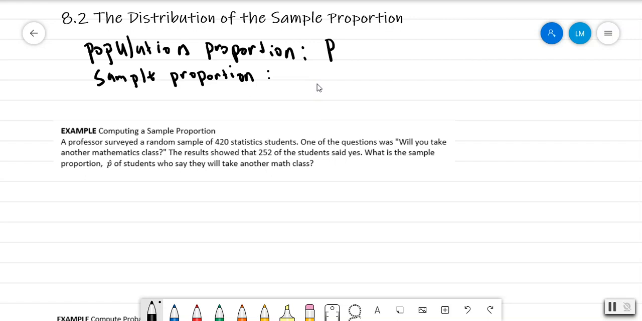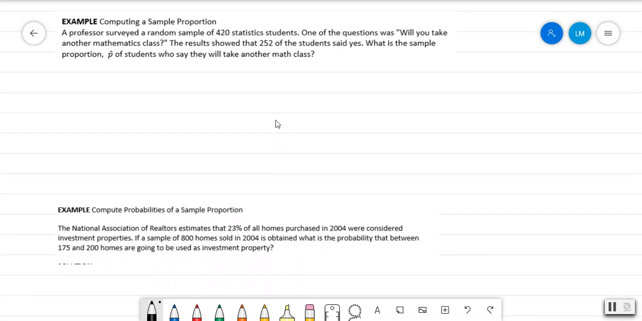So this sample proportion is denoted p hat equals x over n. Okay, so p hat is where x is the number of members in the sample with the specific attribute, and n is just the sample size. Now, we'll start off by doing a really easy example where we're just going to compute a sample proportion.